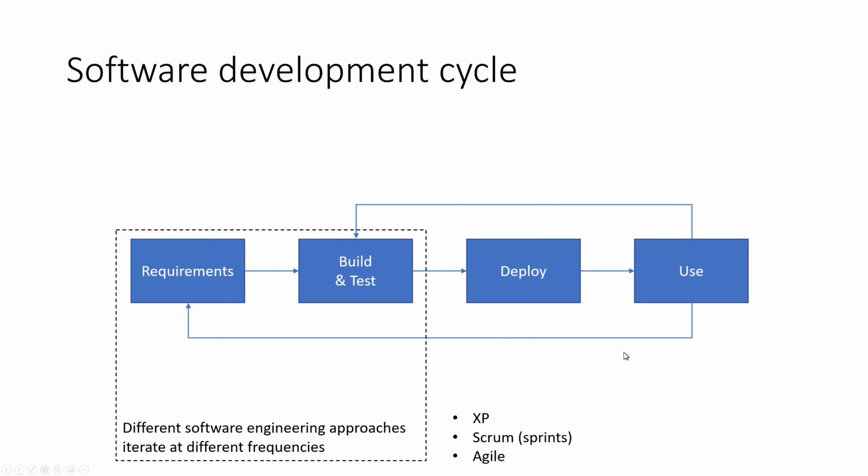So there are different software engineering approaches like extreme programming, Scrum, and Agile methods. And one of the things that differs between them is how frequently they iterate over this cycle. The software engineering approach I studied when I was an undergrad had a lengthy requirements phase where we would study what the client wanted and then design the solution. Then we would build and test the whole thing in advance and then ship it to the client.